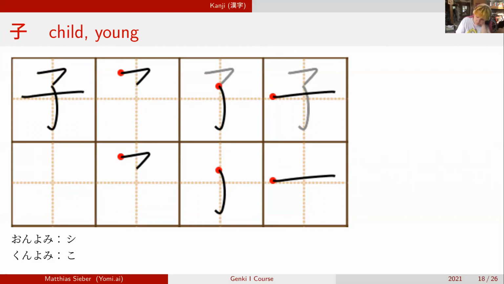So onna no ko. What is onna no ko? The woman's child. Ah, yeah. Or that, a female child. Yeah, it's female child, so it's girl. Yeah. Okay. Onna no ko. Yeah, that's a good one. Yeah. So onna no ko is just girl.